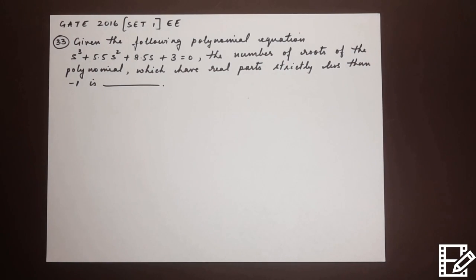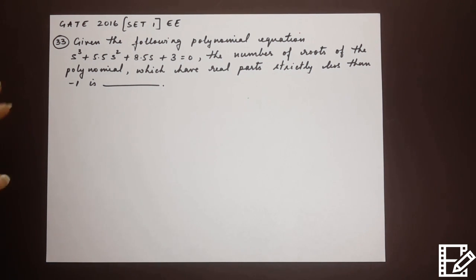Here's the next question, number 33. Given the following polynomial equation, s cube plus 5.5s square plus 8.5s plus 3 is equal to 0, the number of roots of the polynomial which have real parts strictly less than -1 is.